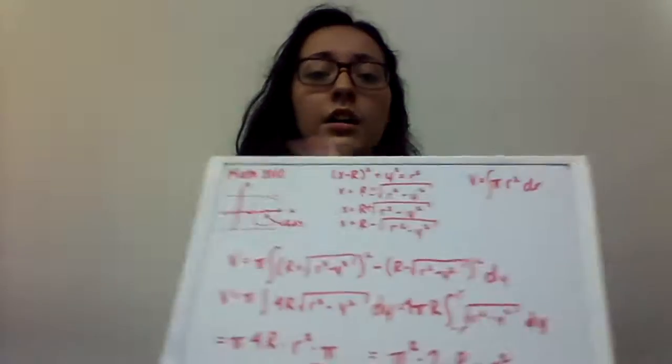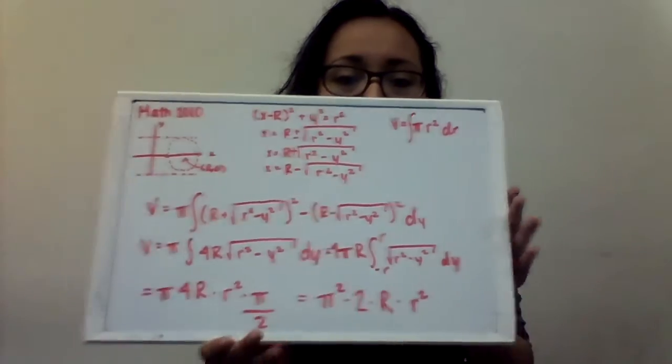Which is our video assignment. The problem is to find the volume of a donut, or the official term for it, a torus. So I'm going to be showing you. I already have my work done, but I will go through the steps. So here are the steps.